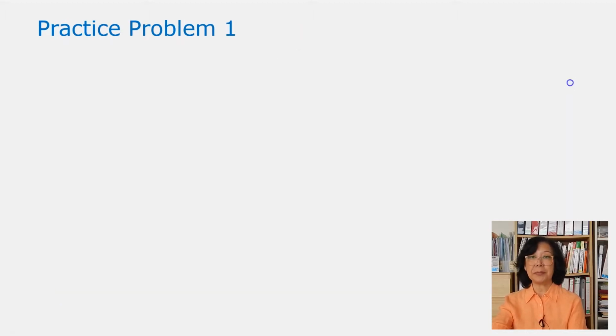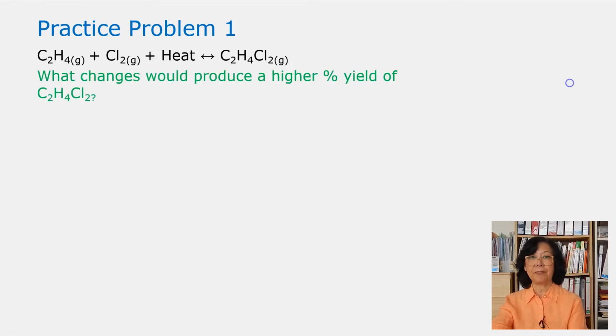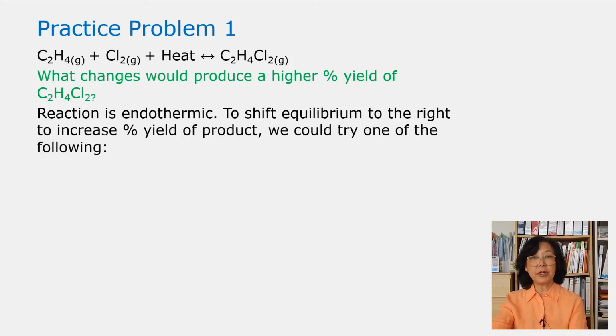Practice problem number 1. I have ethene combining with chlorine in an endothermic reaction to form C2H4Cl2. What changes can produce a higher percent yield of the product? Because the reaction is endothermic, we want to shift equilibrium to the right to increase the percent yield. We can try any one of the following.